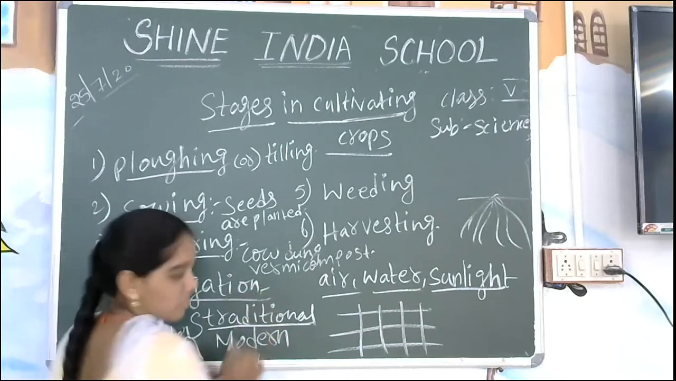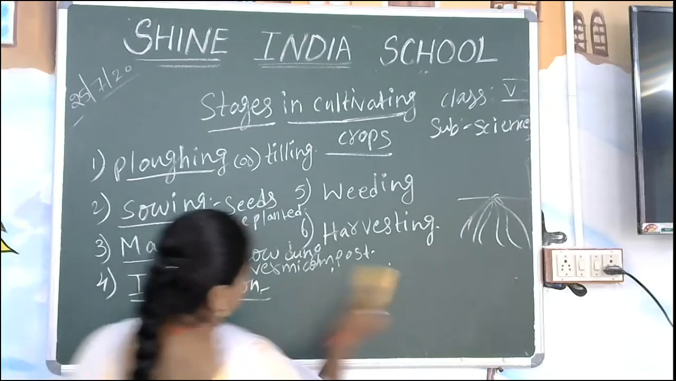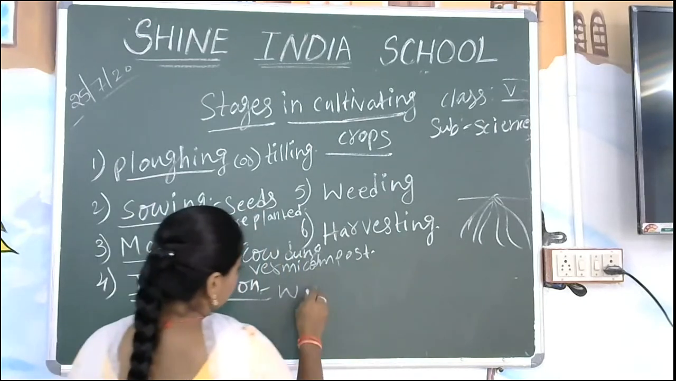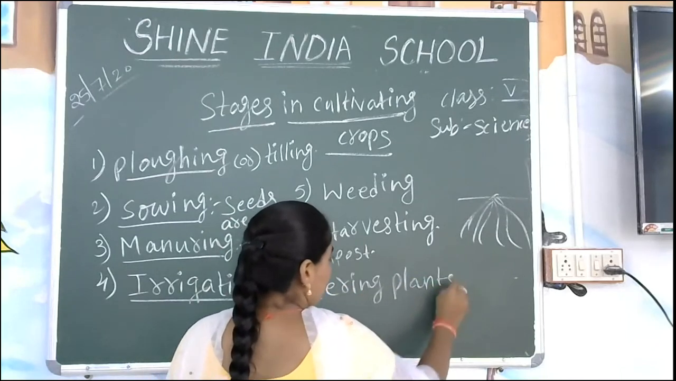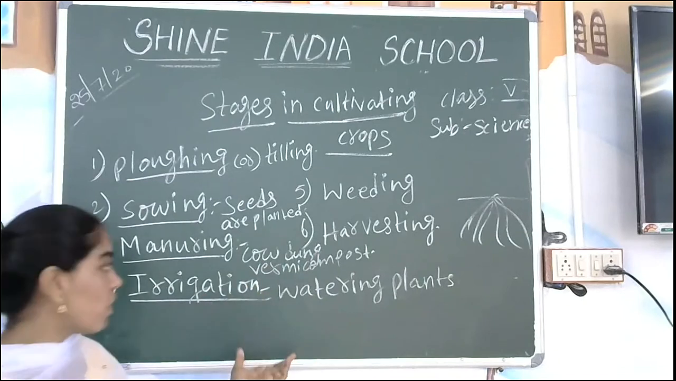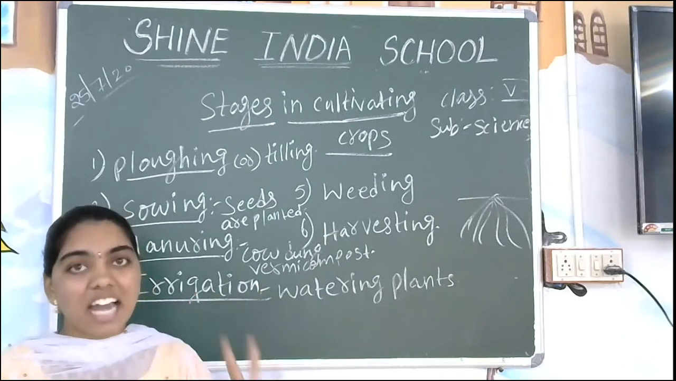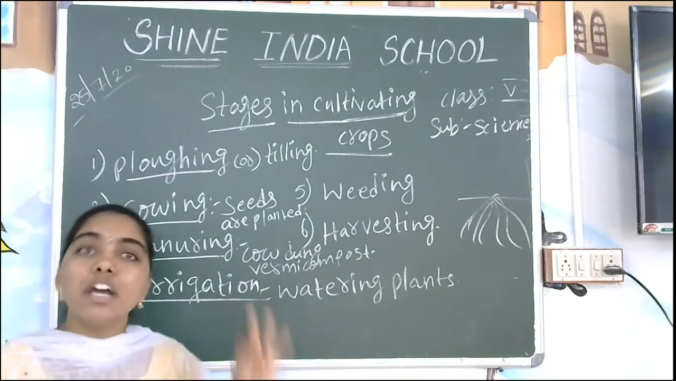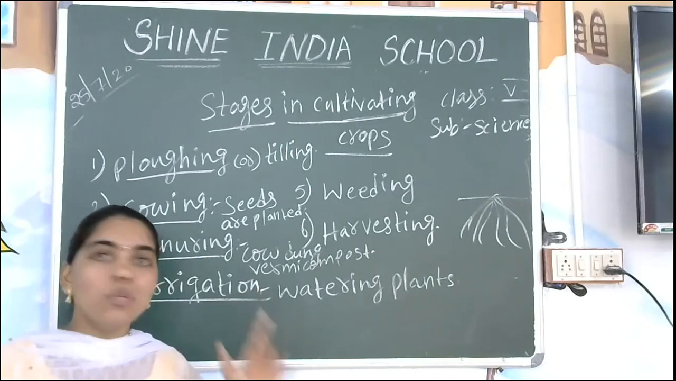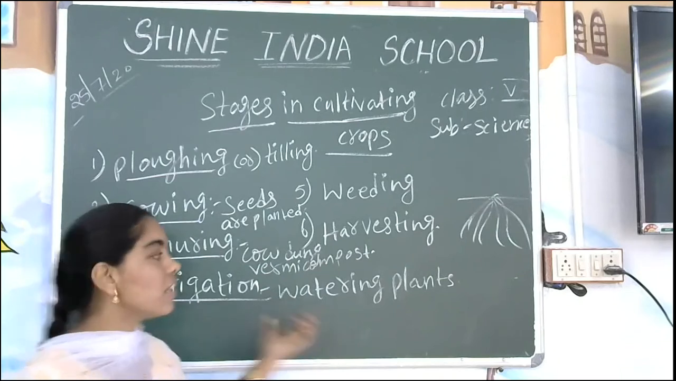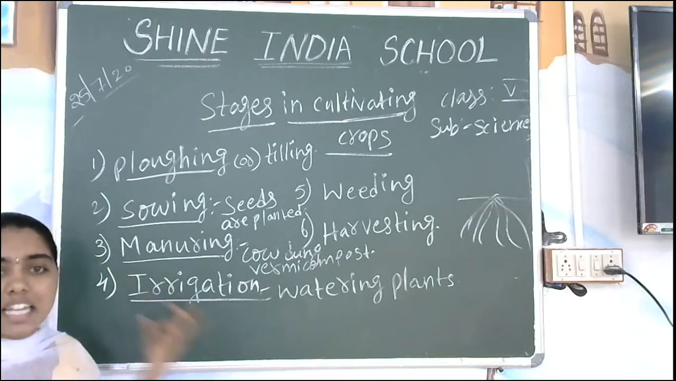What is the main thing here? Watering plants. Yes. Irrigation means the main important thing is that we have to water the plants. We already learned water, air, and sunlight are most important for the plant to prepare food. So we have to give the water, the sunlight, and the air. Now the farmer is going to give the water for the plant. That process is called irrigation.